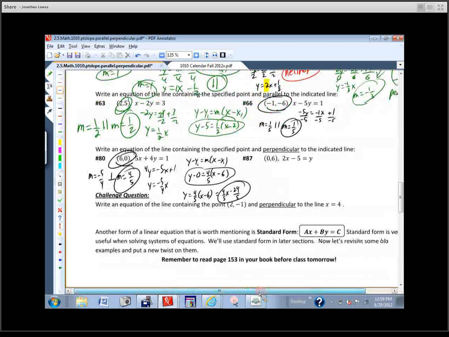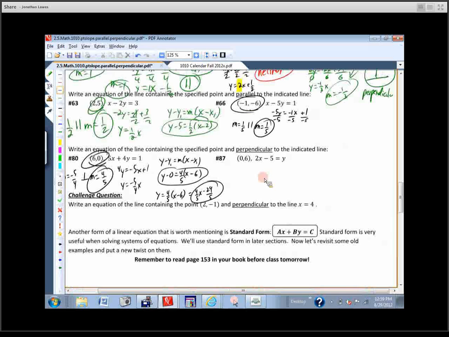Okay, can I slide this over? Yes. Okay, take a look at the last one. The last one's a little bit unique.